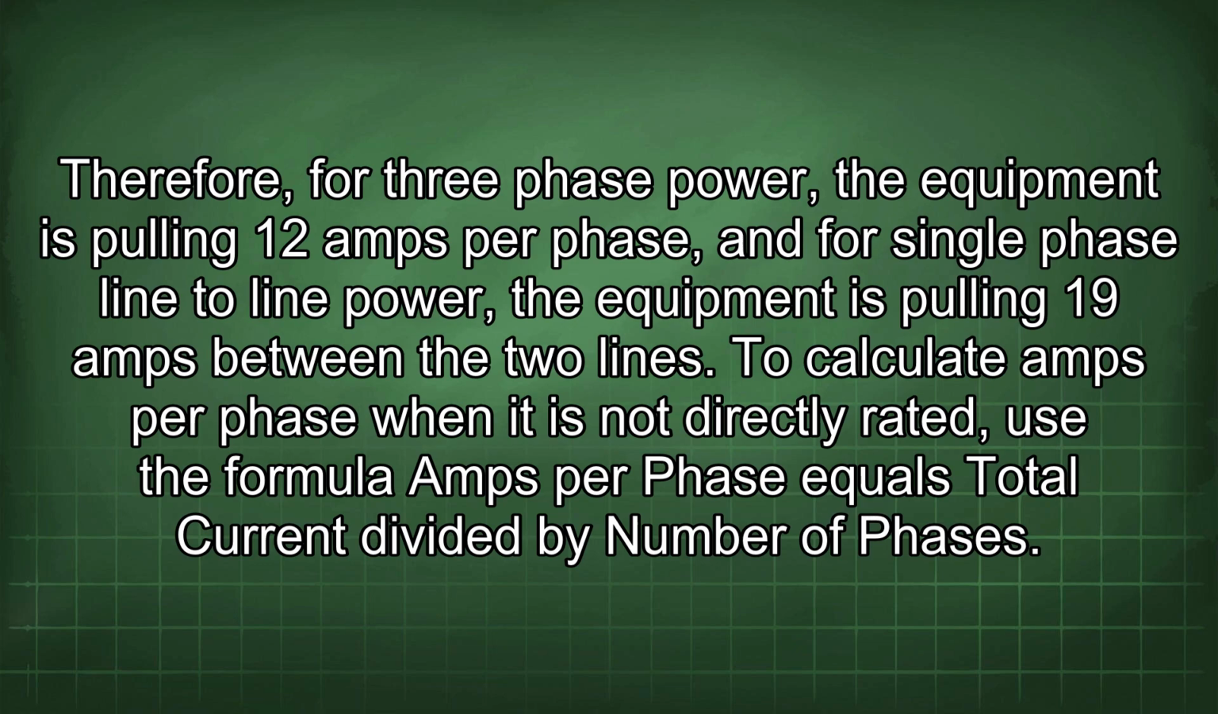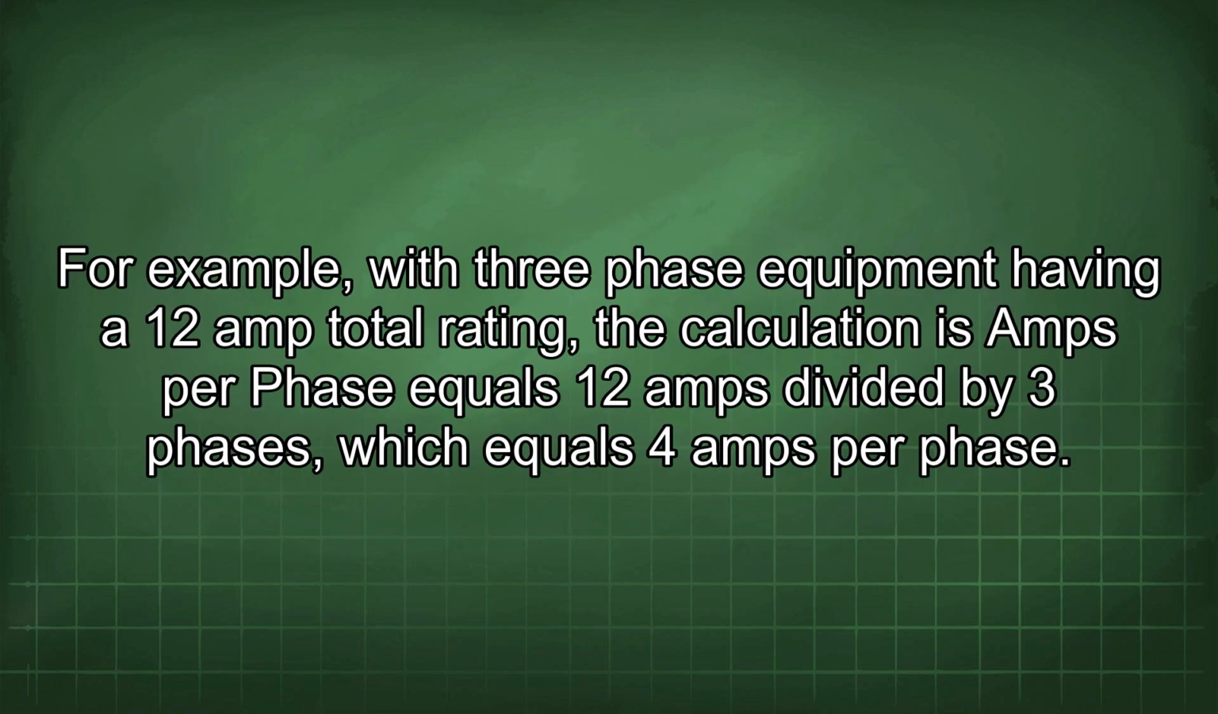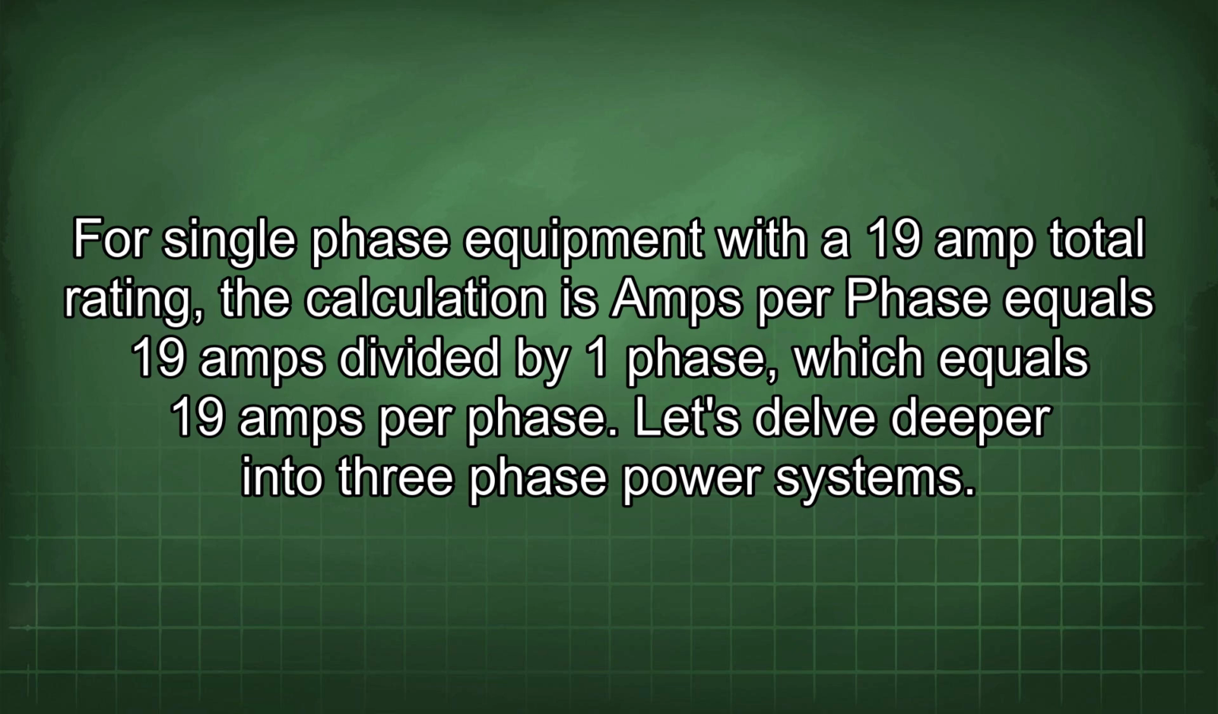To calculate amps per phase when it is not directly rated, use the formula amps per phase equals total current divided by number of phases. For example, with 3-phase equipment having a 12 amp total rating, the calculation is amps per phase equals 12 amps divided by 3 phases, which equals 4 amps per phase. For single-phase equipment with a 19 amp total rating, the calculation is amps per phase equals 19 amps divided by 1 phase, which equals 19 amps per phase.